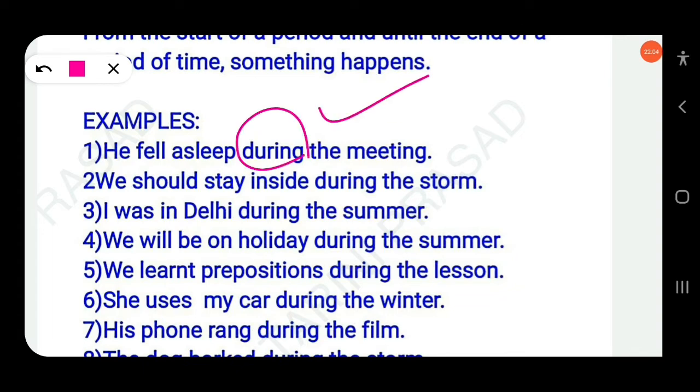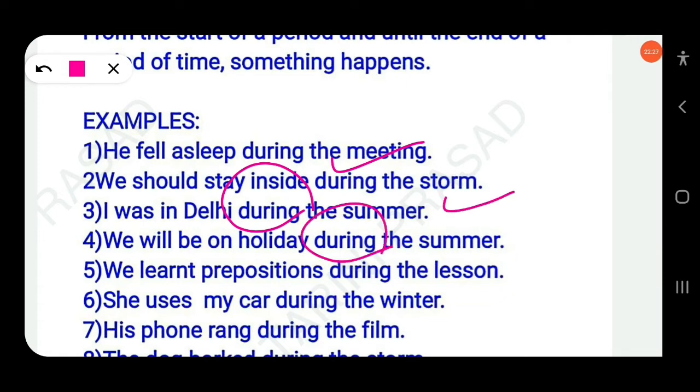Then next, we should stay inside during the storm. Yes, during the storm means from the starting till the ending. Then next, I was in Delhi during the summer. You can also write here, I was in Delhi in the summer. We will be on holiday during the summer. Then next, we learned prepositions during the lesson. Then next, she uses my car during the winter. During.